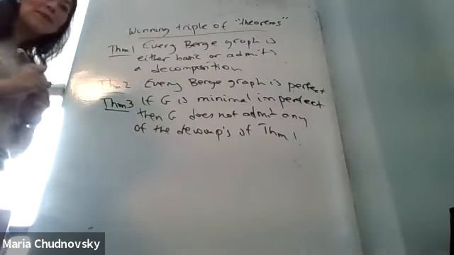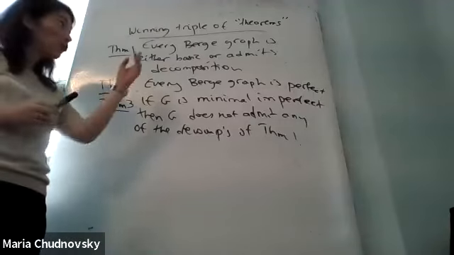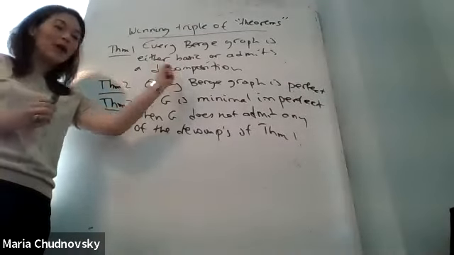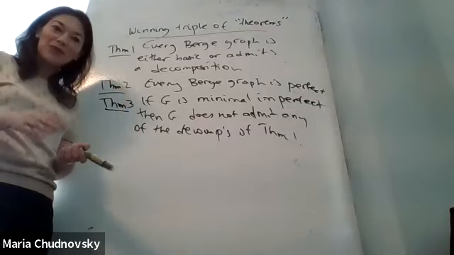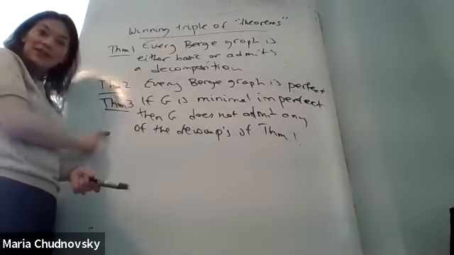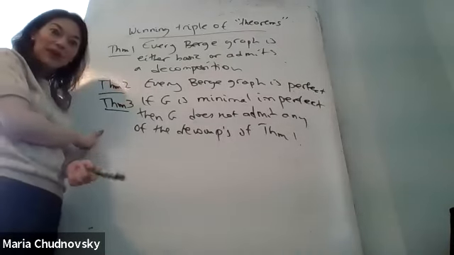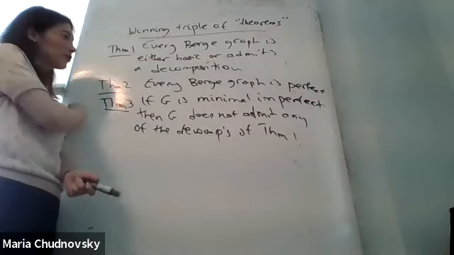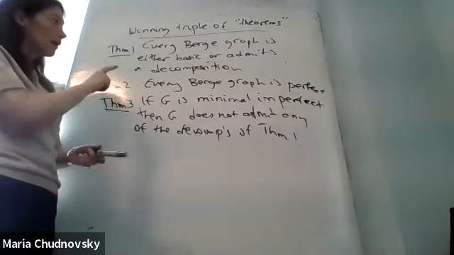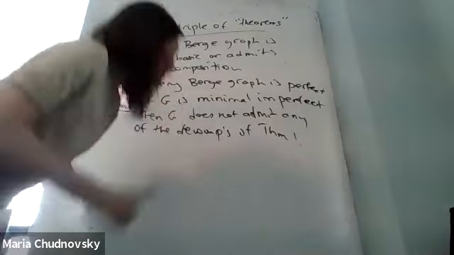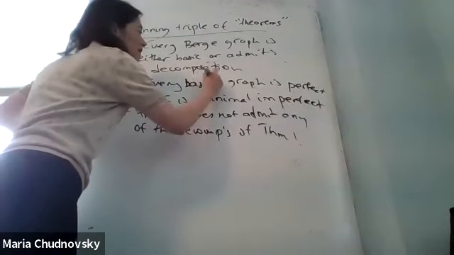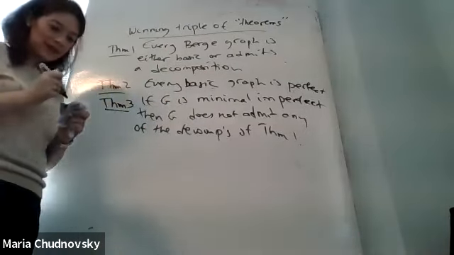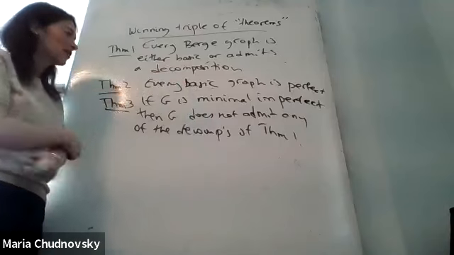So suppose I could prove something like this. And I'm allowed to play with what basic is, and I'm allowed to play with what decompositions I'm using, just so that all three of the statements hold. Every Berge graph is either basic or admits a decomposition. Oh, I see. This should say every basic graph. Every basic graph is perfect. So sorry, I fixed something in theorem two.